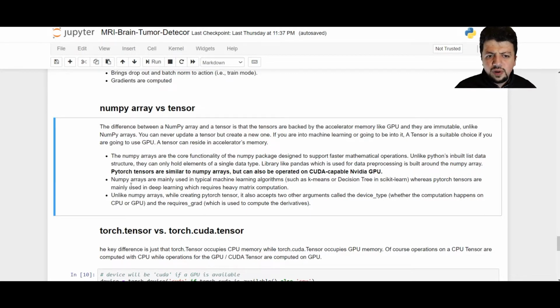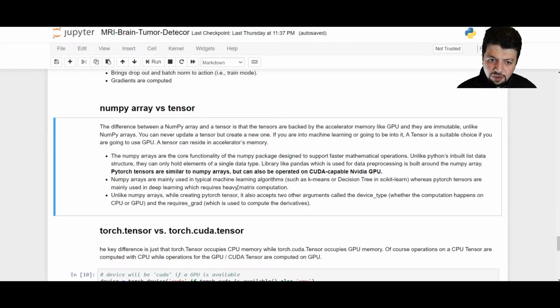Second, NumPy arrays are mainly used in typical machine learning algorithms. So you can use NumPy arrays for the k-means algorithm or decision trees in the scikit-learn package. Whereas PyTorch tensors are mainly used in deep learning, which requires heavy matrix manipulation and computation. Okay.